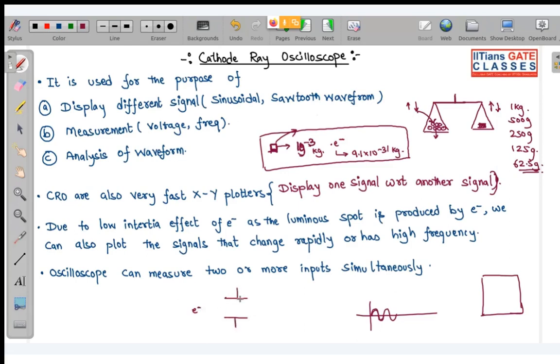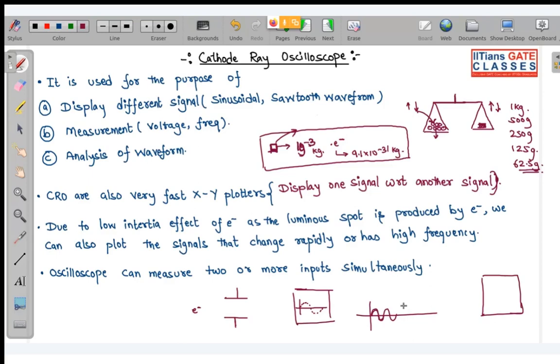Now the voltage on these plates is directly proportional to the magnitude of the voltage or current of the signal that I am plotting. So when this hits the screen, these electrons are plotted like this, and you can see this image is the image of this signal. Are you getting the point what I am trying to say?